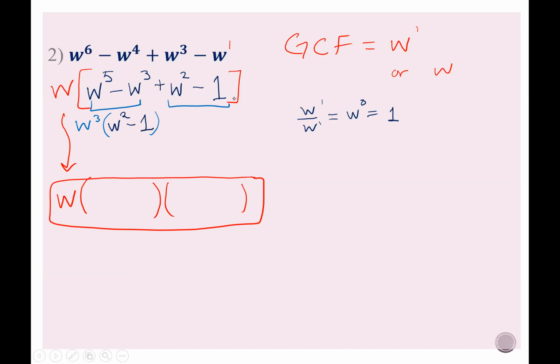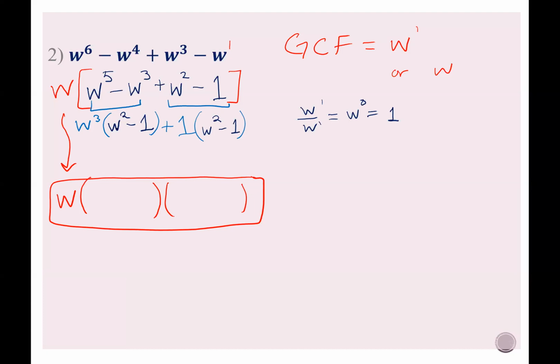All right, moving on to the second group, W squared minus 1. It does not appear to have any common factors between the 2. The second term doesn't have any W, the first term doesn't have a coefficient other than 1. So remember, if it seems like there's nothing in common, you can always factor out a 1, which is exactly what we're going to do. W squared divided by 1 is just W squared. 1 divided by 1 is 1.